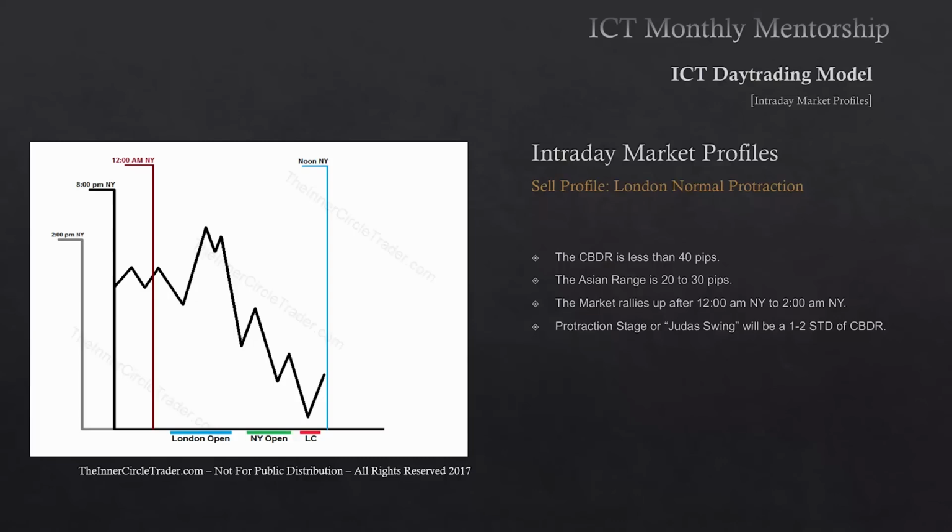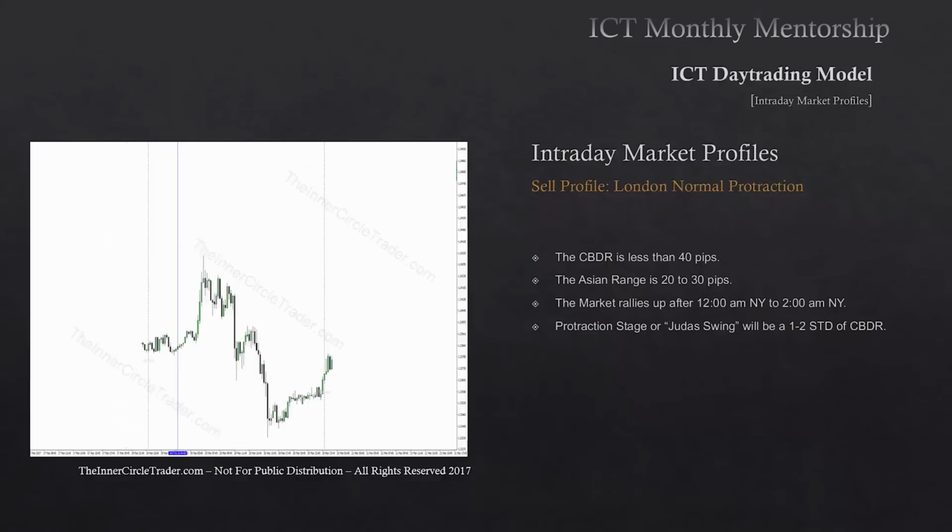You want to see immediate movement up after 12 a.m. At 1 a.m. to 1:30, it should have made a higher high than what was seen in the Asian range or central bank dealers range. As an example, this is what it would look like. As you can see here, we have a small consolidation, Asian range, and immediately after midnight, price goes straight up, and then from there creates the high of the day and trades down.